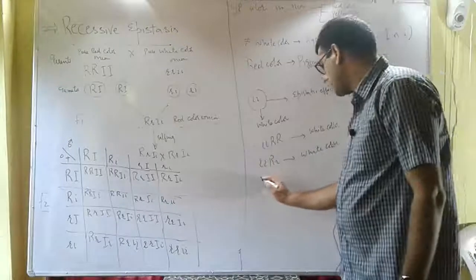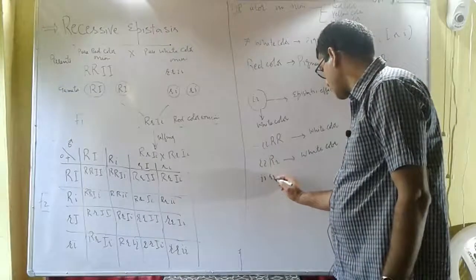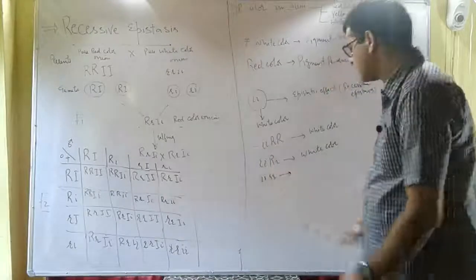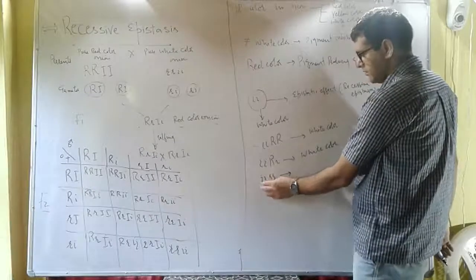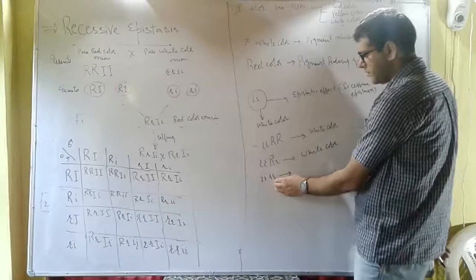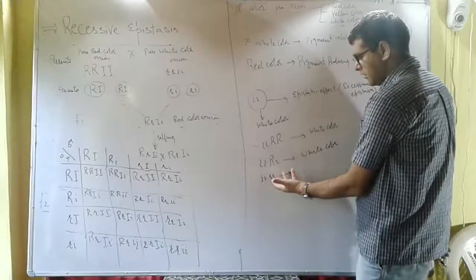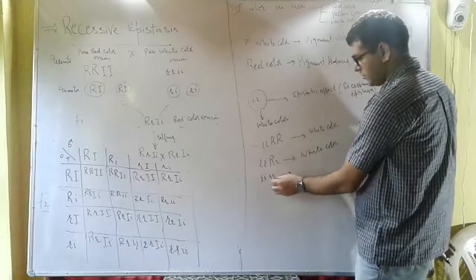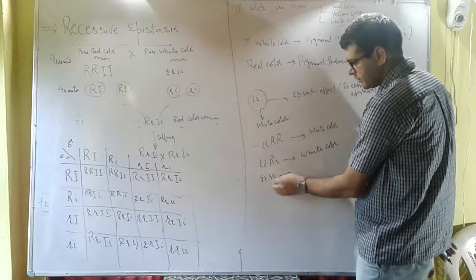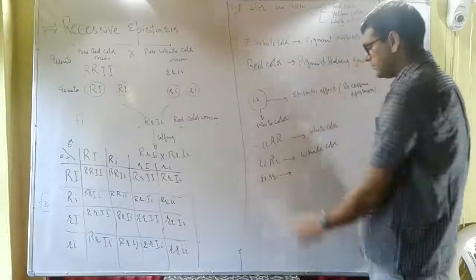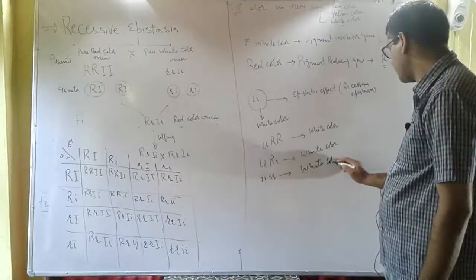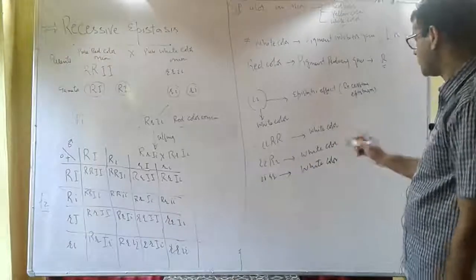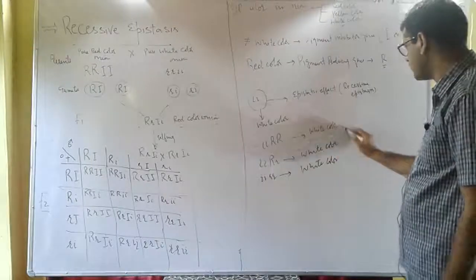Same is the case, we have small r. This I gene in the recessive state inhibits the expression of the pigment producing gene. It is recessive gene. That means what color would be produced? White color in onion. Now this is white color in onion. This is a case of recessive epistasis.